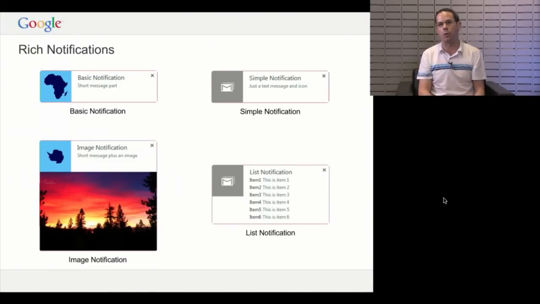This is really great if you have a whole bunch of things that you need to tell the user about, but you don't want to put them all into 5 or 6 different notifications. You can go in and put in 5 different items. And the simple, the image, and the list notifications are all available with buttons. You can add buttons to each of those so that the user can interact with each of them.